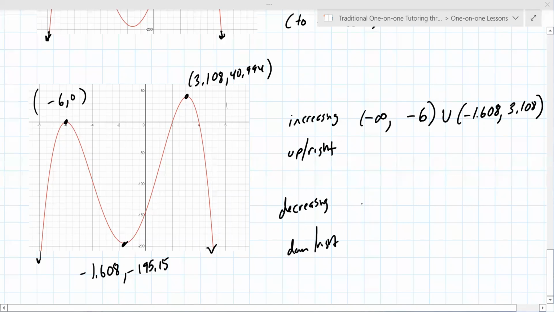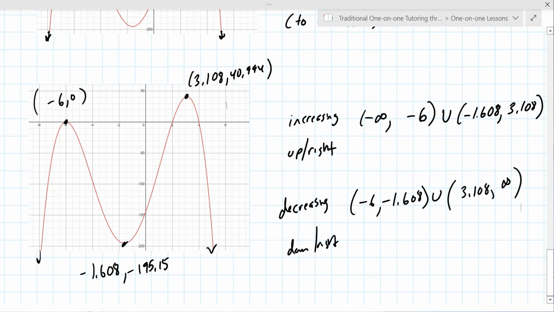So that's the other interval, the -6 to -1.608. And then the 3.108 to positive infinity. Right. I think I understand this part better than domain and range.